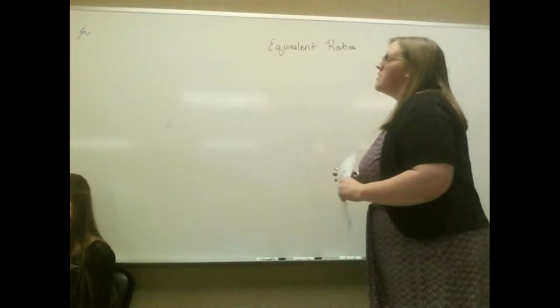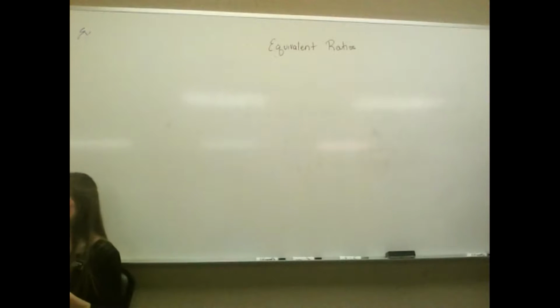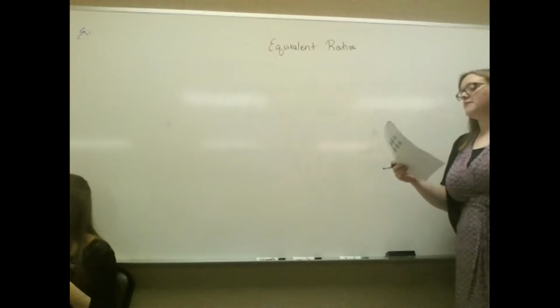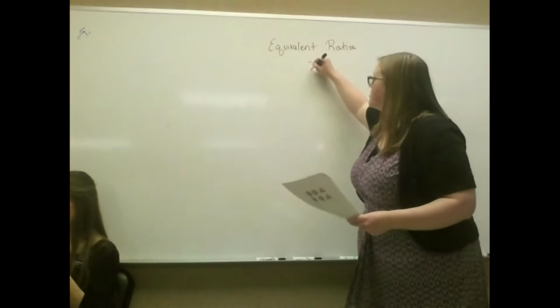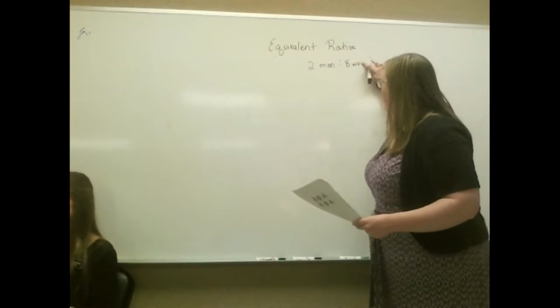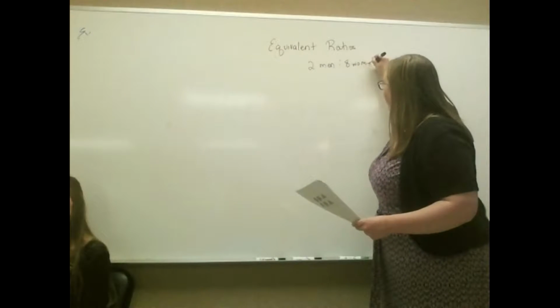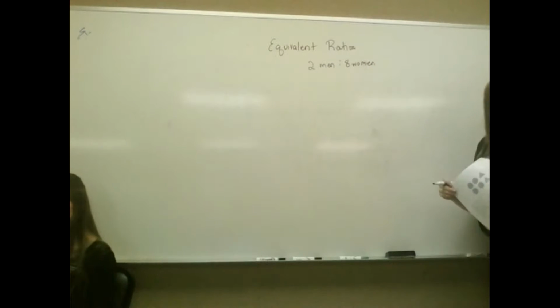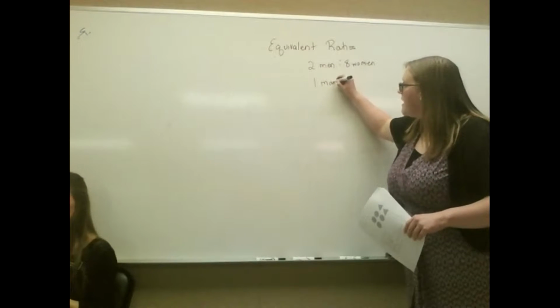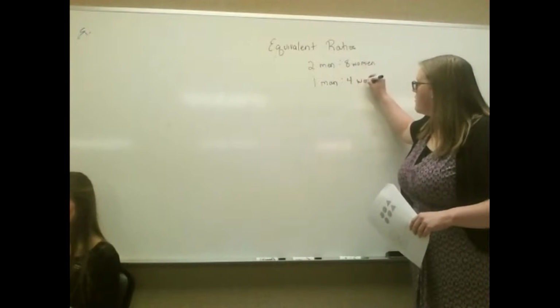All right, so like we talked about before, equivalent ratios are basically, think of them almost as fractions where one is reduced and one is not. That's the most straightforward way to think of it. So at the beginning of this class, we said there were 2 men to 8 women. Ah, that's not how you spell women. There we go, okay? Is it also true that we could say there is 1 man for every 4 women?